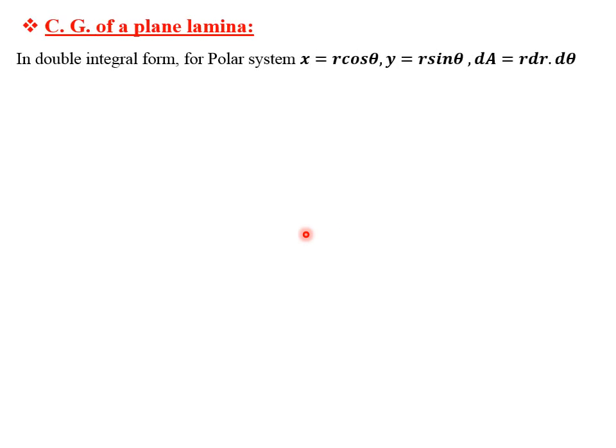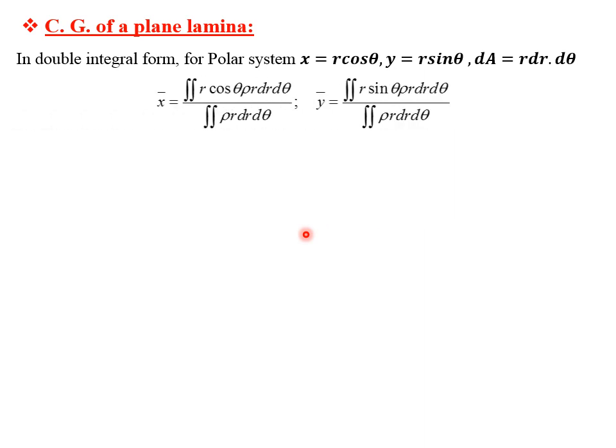Now, the CG of a plane lamina in polar form. In a double integral form for a polar system, if we want to convert Cartesian to polar form, we have to use these relations: x is equal to r cos theta and y equal to r sin theta. And then, as we studied in Cartesian form, dA equal to dx dy, instead of that, here dA is equal to r dr d theta.